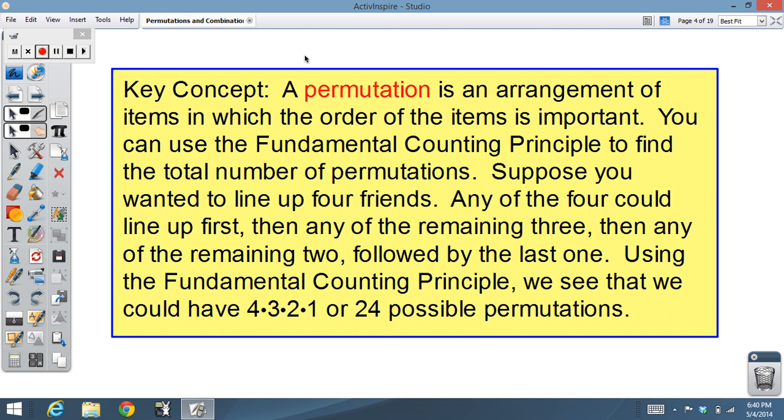So if you wanted to line up 4 friends, well, any of the 4 could be first, then any of the remaining 3 could be second, any of the remaining 2 could be third, and the last one, well, there's only 1 left there. So we can use the fundamental counting principle, 4 times 3 times 2 times 1, to get 24 possible permutations, okay?